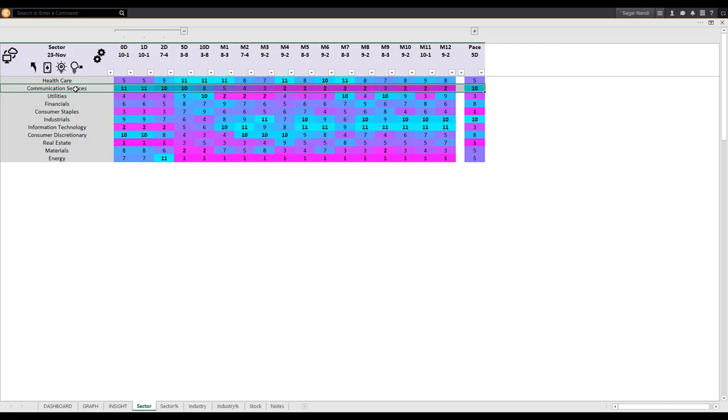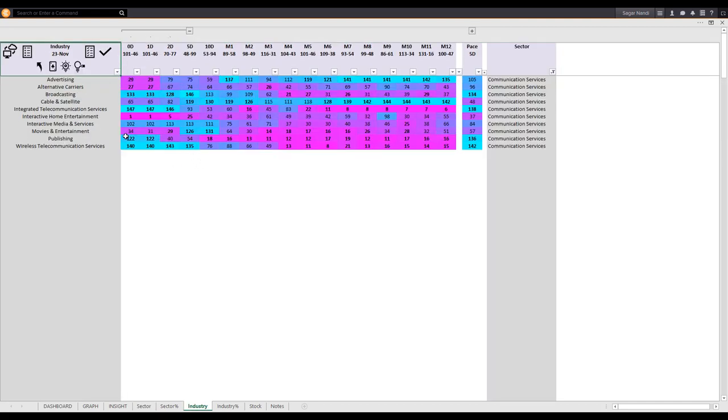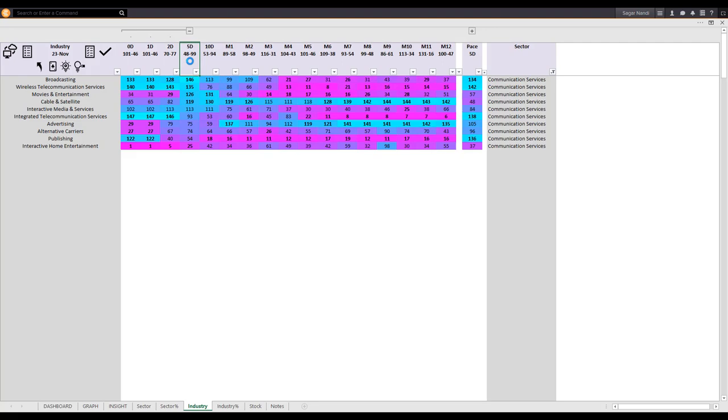You may therefore drill down into communication services to look for buy setups. That will give you a buying opportunity in a sector that was weak earlier and just now starting to turn around. Why don't I drill down into the communication services industries? These are the industries. I can double click on any column header to sort by that column and double click again to reverse the sort order.